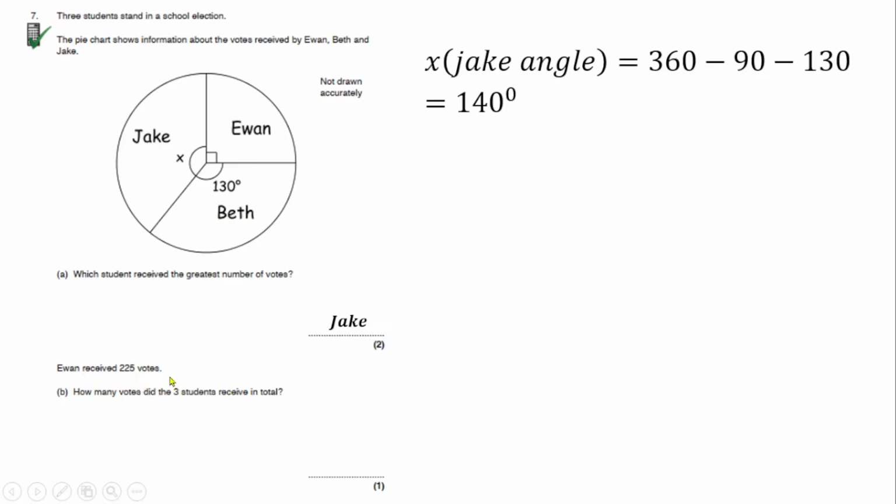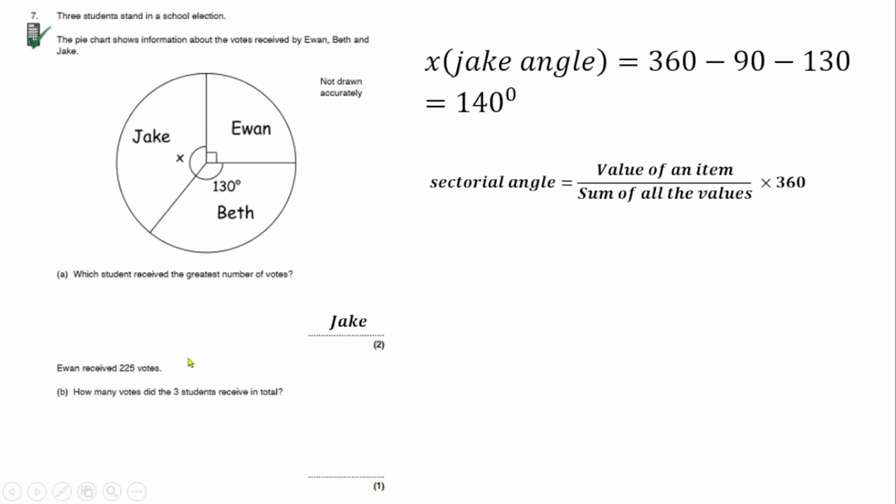How many votes did the three students receive in total? We have been given the votes that N1 got, and we want to use that to get the sum of all the votes for all three of them. That depends on the formula for finding the sectorial angle also. We know the sectorial angle for N1 is 90 degrees. So you'll have 90 degrees equals the votes for N1, which is 225, divided by the total votes we are looking for, times 360.